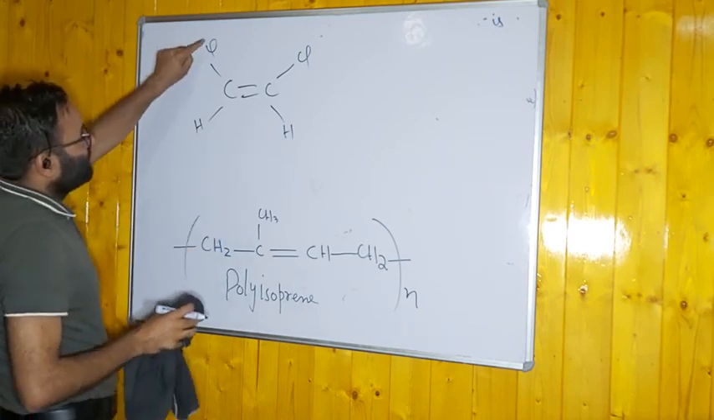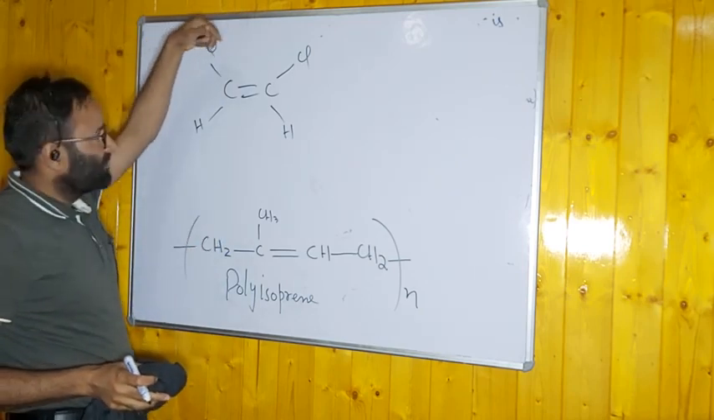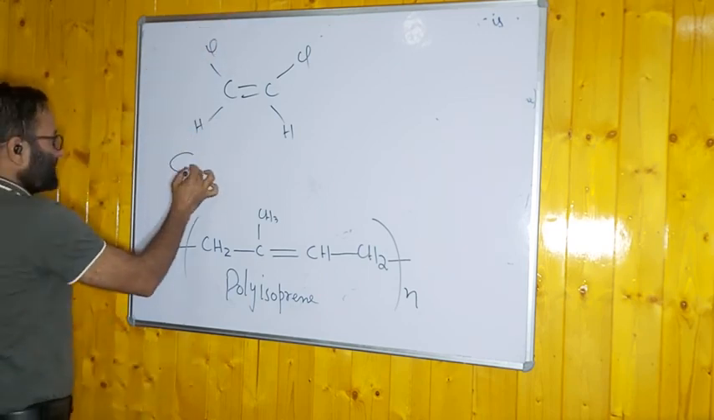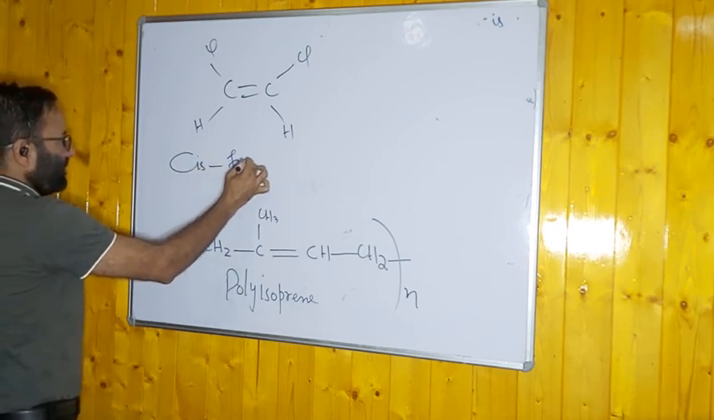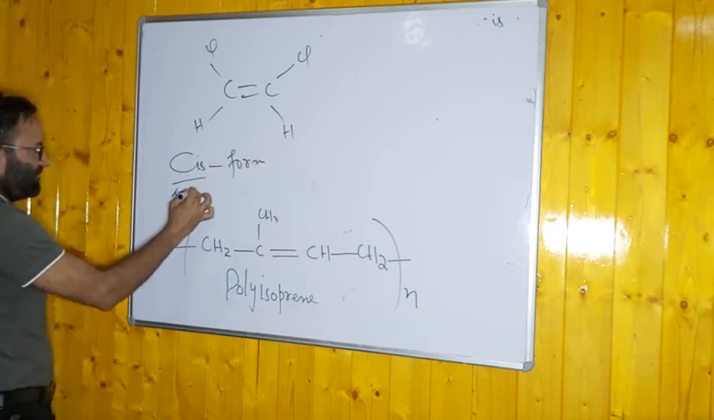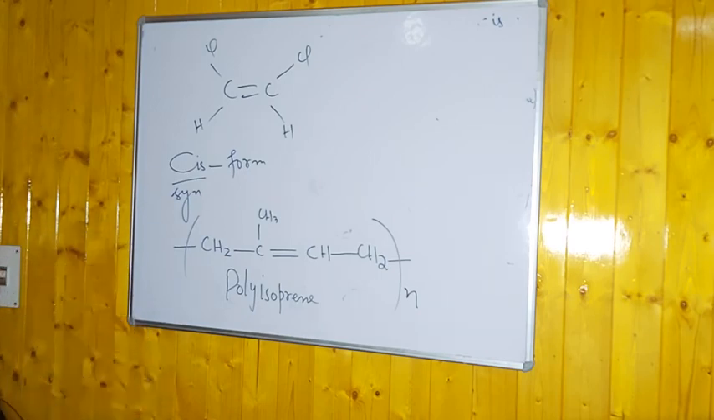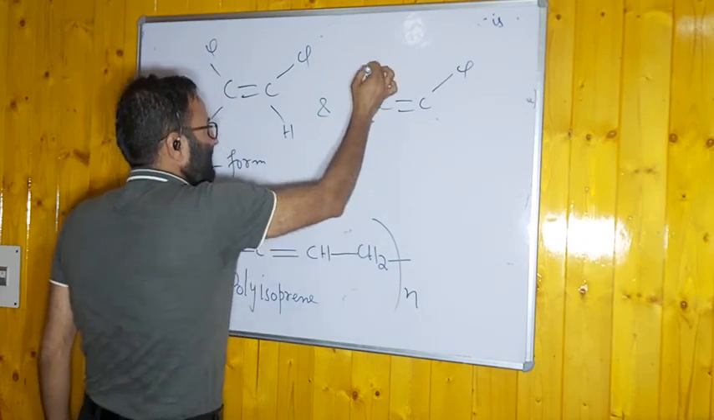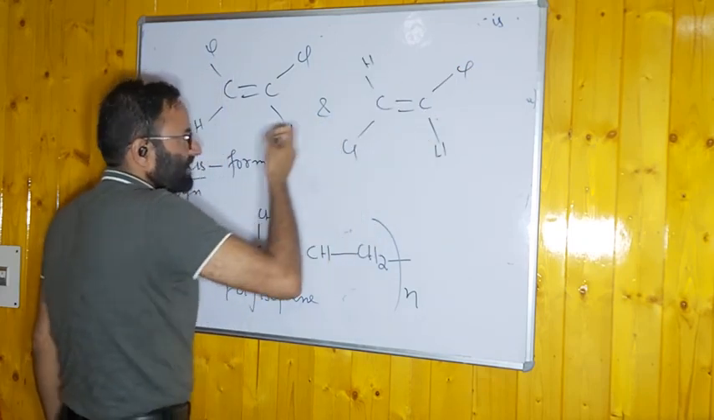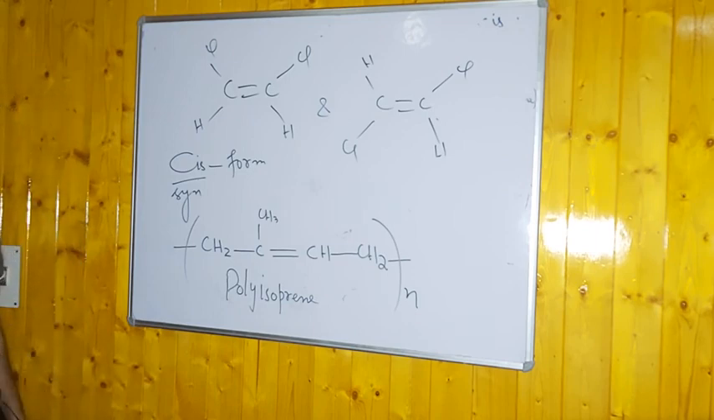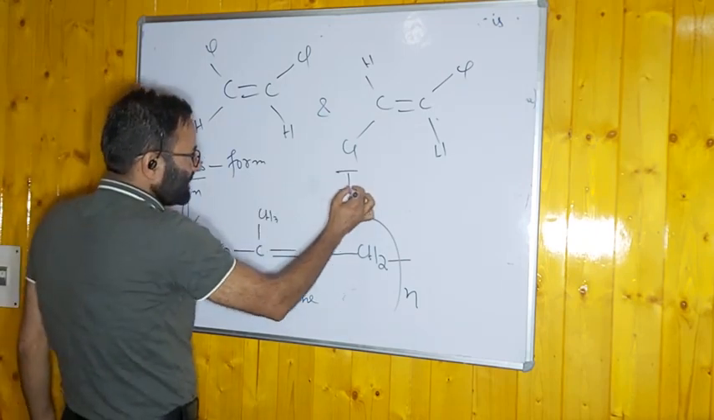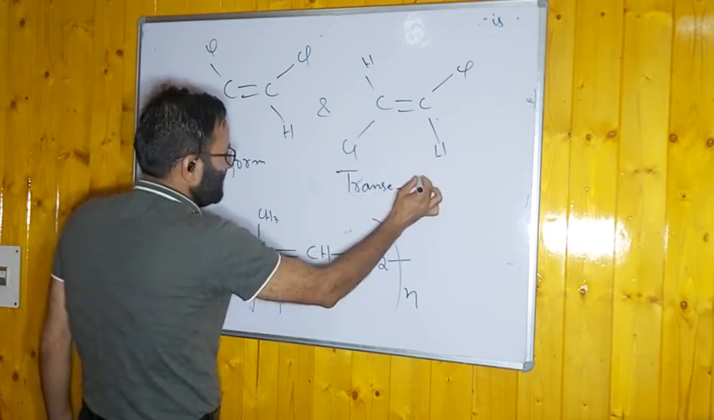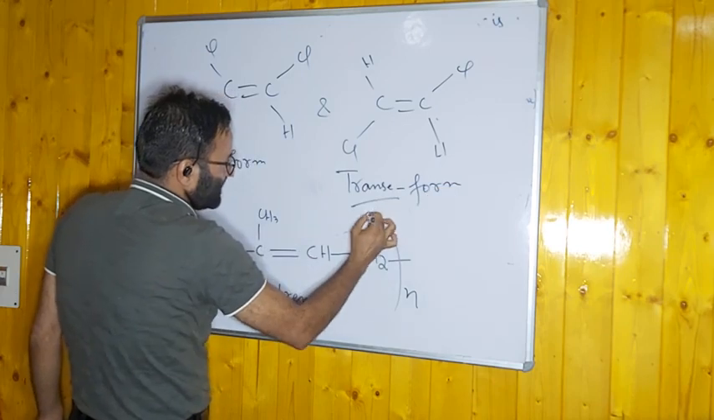When the similar groups are present on the same side, chlorine on the same side, hydrogen on the same side, it is known as cis form, or you can also call it syn form. Cis means same orientation. If you have this one now, chlorine, and we have the hydrogen and hydrogen, now the similar atoms or groups are present on the opposite side. This stereochemistry is known as trans form. Trans form is also known as anti form.